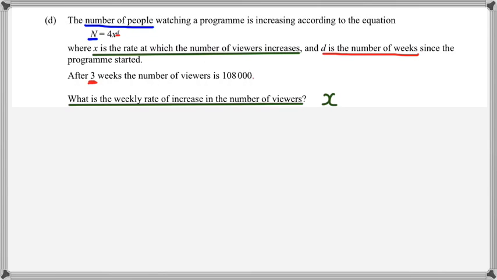So putting this in equation form, first off, we know that n equals 4xd. The number of people, which stands for n, is actually 108,000, so that's what we write first, equals 4 times x. Well, we don't know what x is because that's what we're trying to figure out. But we do know what d is: d is after 3 weeks. So we can write it like that, 4x cubed.